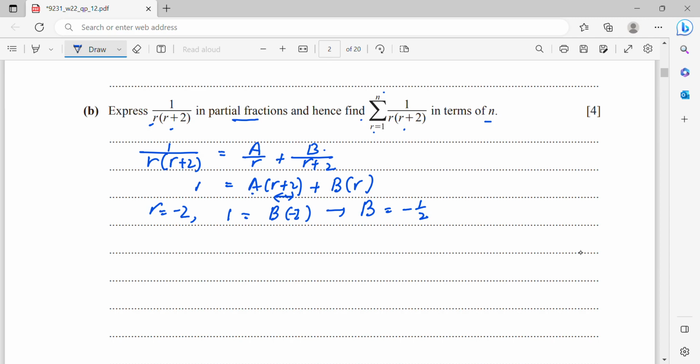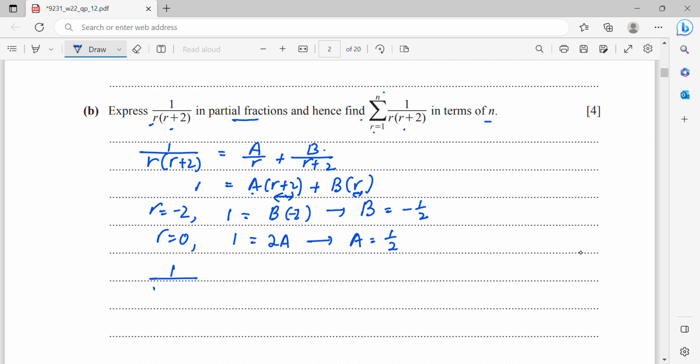Next, we will let the next factor be 0, which is r, which means now my r equals 0. So 1 equals 0 plus 2, which is 2A. Therefore, I'm getting 1 equals 2A. Hence, my A will be positive half. Okay, so now we just need to rewrite to get the partial fractions.